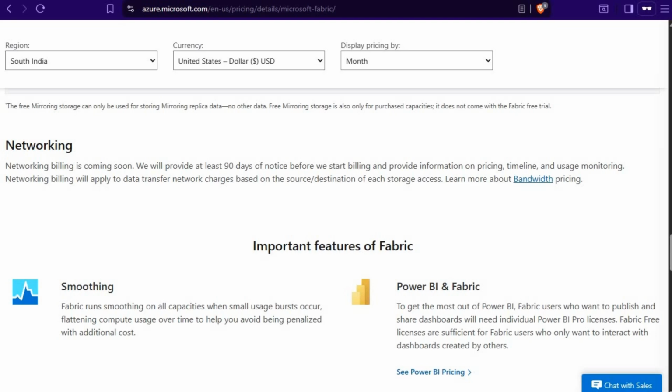Thank you for watching this video. Microsoft Fabric represents a big step towards unified analytics in the cloud, and understanding its pricing is key to leveraging it effectively. Jai Hind.